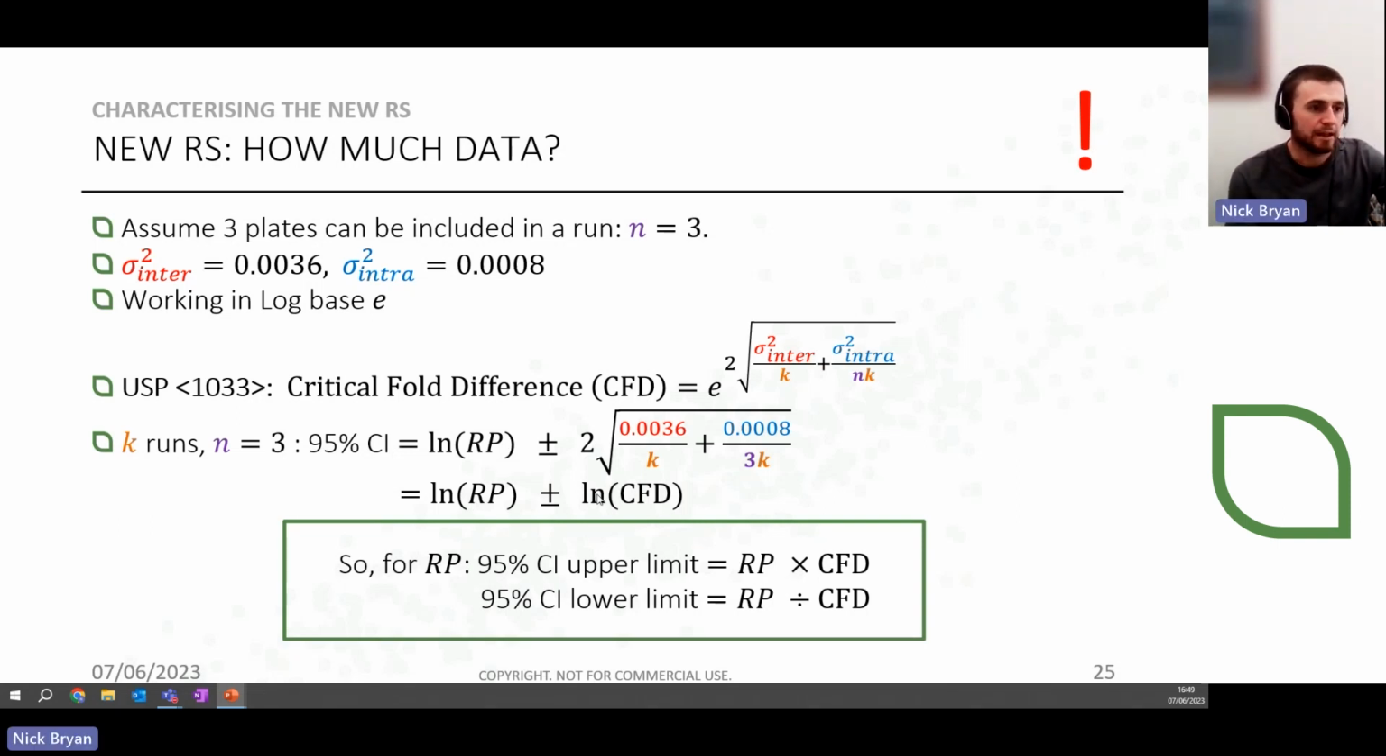So we get this log of our critical fold difference plus or minus the log relative potency. And as I mentioned before, the way that this relates is essentially that for relative potency on the raw scale, our critical fold difference is essentially the 95% upper limit divided by the relative potency estimate.